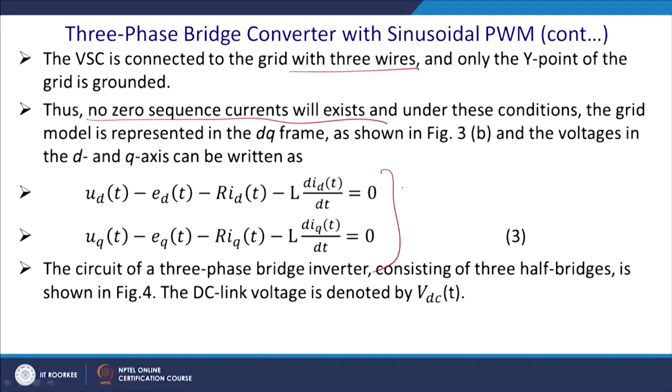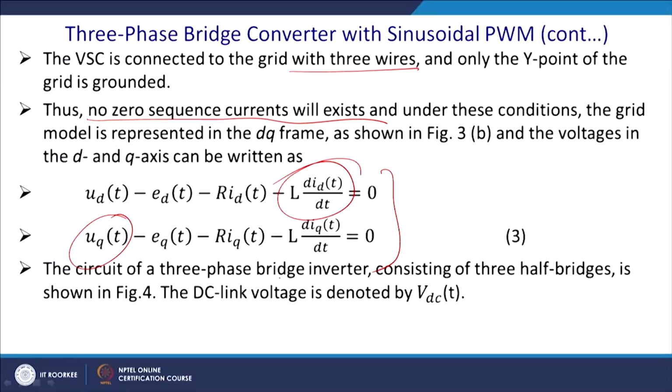So, you may be confused, I just told you that this parameter looks DC, then how does this term come? Actually, the reference frame itself is moving at 50 hertz. So, this term will exist. Similarly, this is for the quadrature axis and this is for the direct axis.